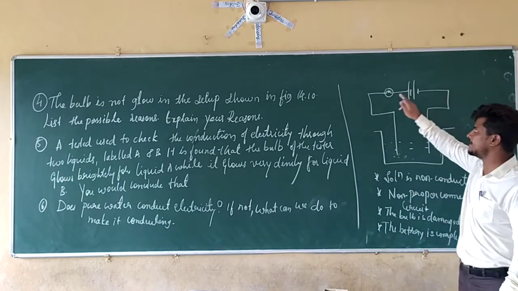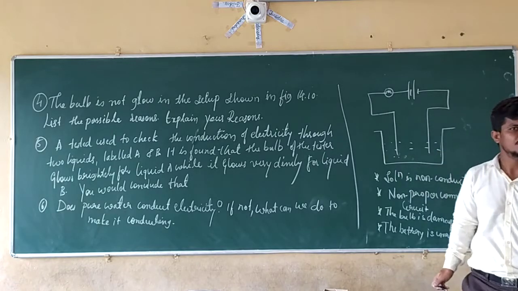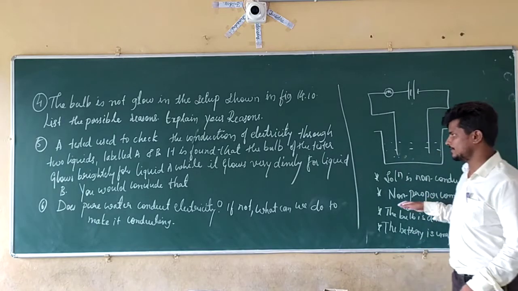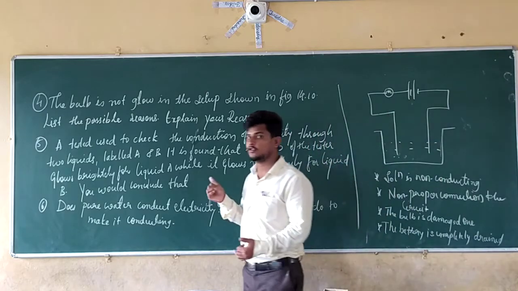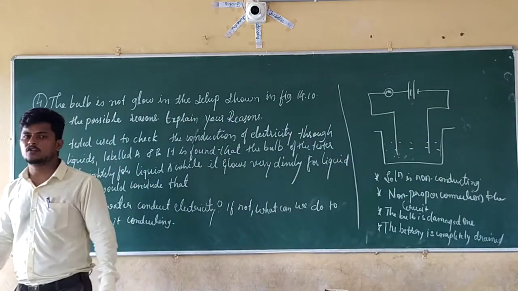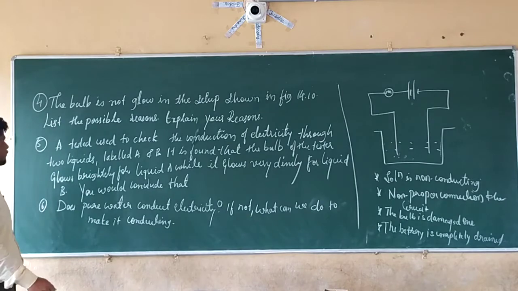How is it going to supply the charge to this bulb? Is it possible? No. So these are the main four reasons. This is the answer for the fourth question. Now let us take the fifth question. What is the fifth question?